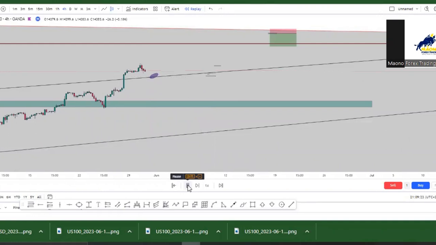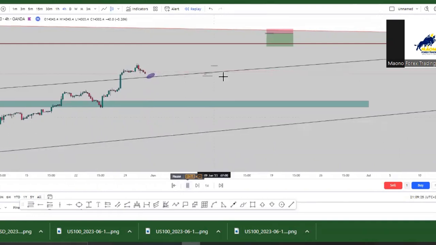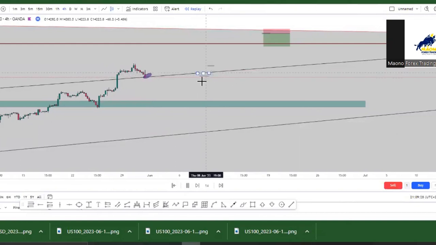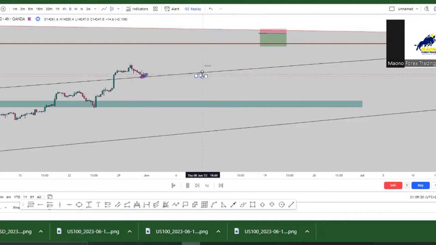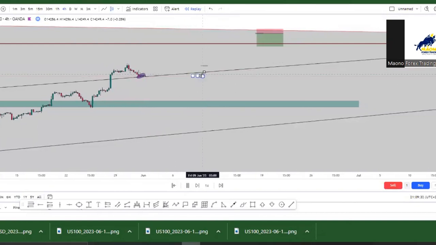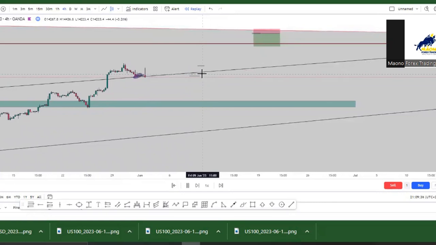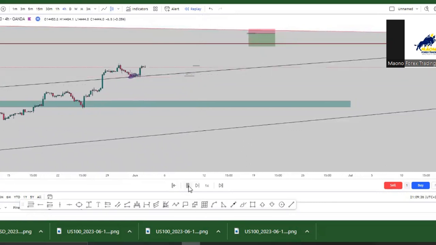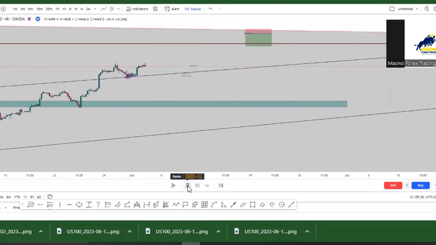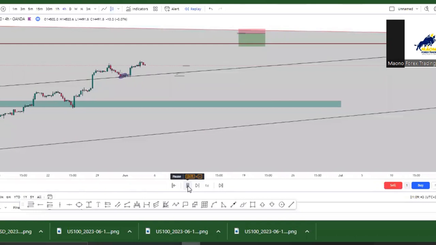So let's go. I think I bought, yeah, I don't know why. Oh yeah, I was busy on the chart. Sorry, guys. So yeah, we bring smart money in. Wonderful.